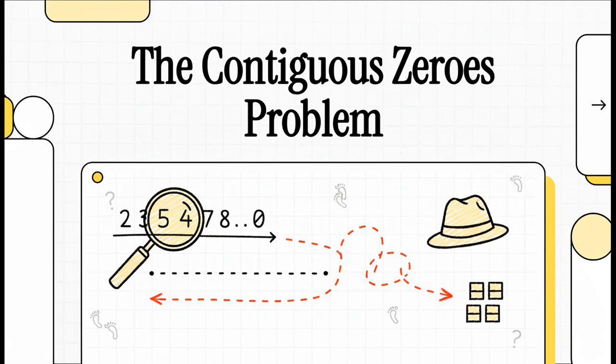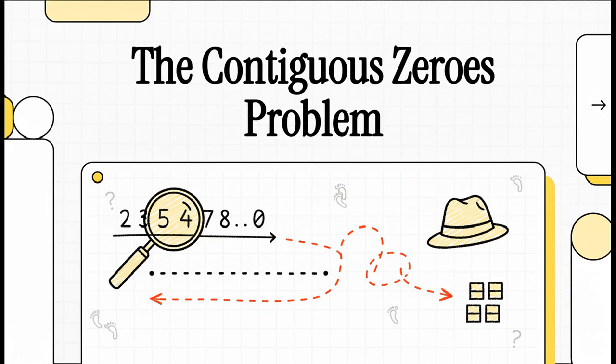All right, today we're putting on our detective hats. We've got a case to crack called the contiguous zeros problem. Our mission, should we choose to accept it, is to find a hidden boundary inside a list of numbers. But the real trick, we've got to do it as efficiently as possible.